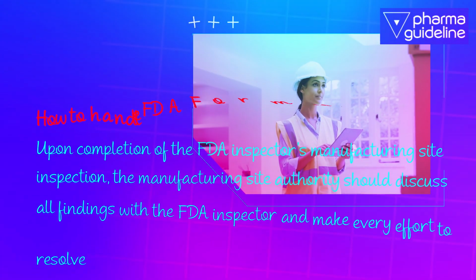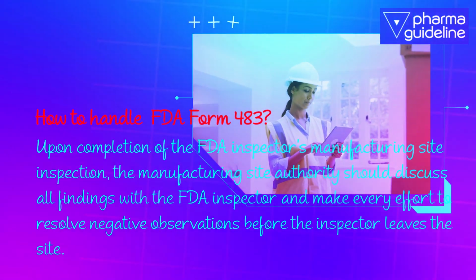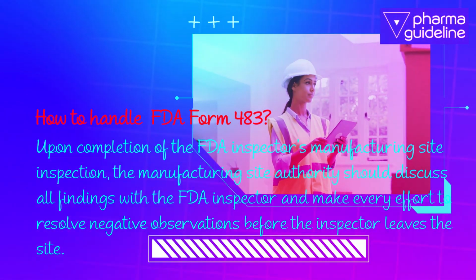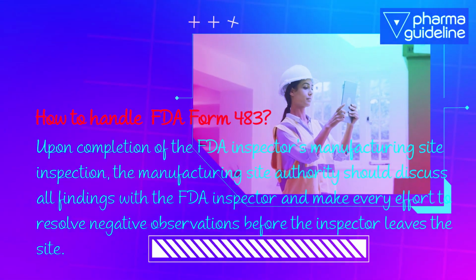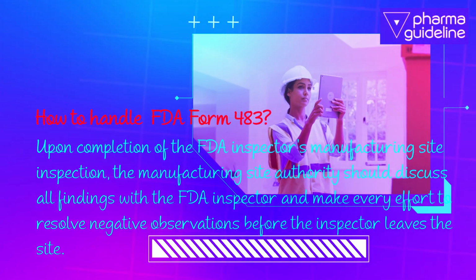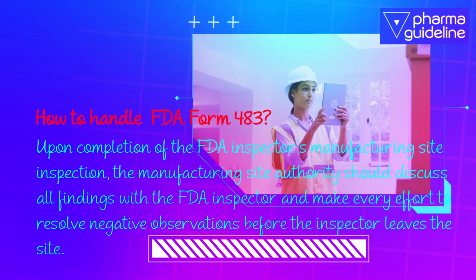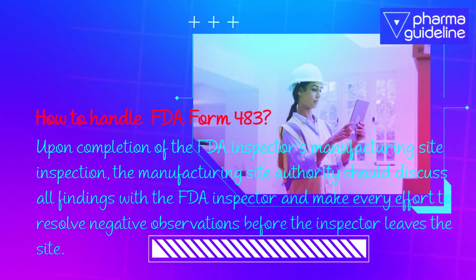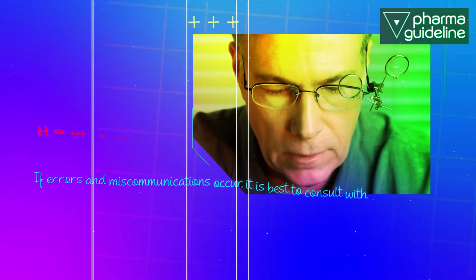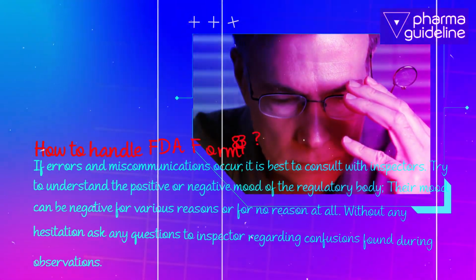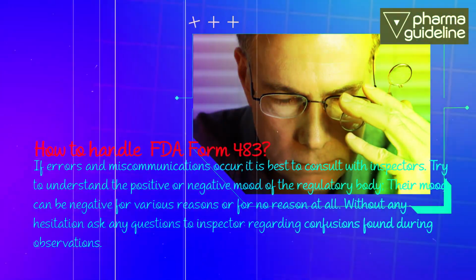Upon completion of the FDA inspector's manufacturing site inspection, the manufacturing site authority should discuss all findings with the FDA inspector and make every effort to resolve negative observations before the inspector leaves the site. If errors and miscommunications occur, it is best to consult with inspectors.